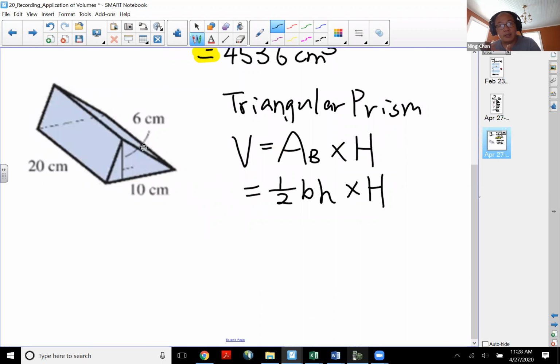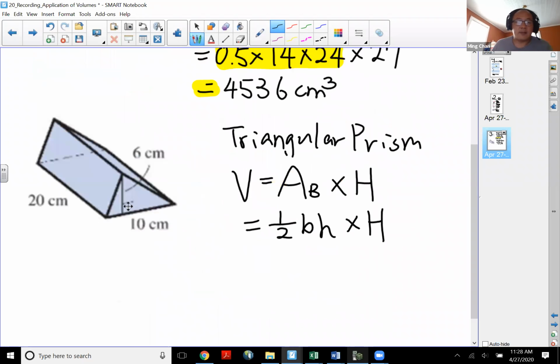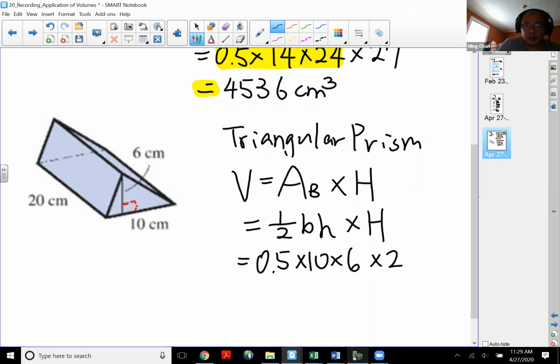So this time they didn't give me, like earlier, the 25 and 25. They just give me straight up. So as a matter of fact, see this little thing right here? That's actually a dash line where the 90-degree angle was marked. So when I copied over, it didn't quite show that well. 0.5 times the base of a triangle is 10. The height of a triangle is 6, and then times 20. Okay, so that's gonna be what, 600 cubic centimeters.